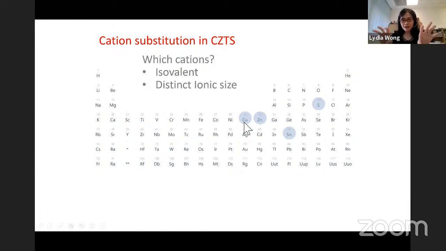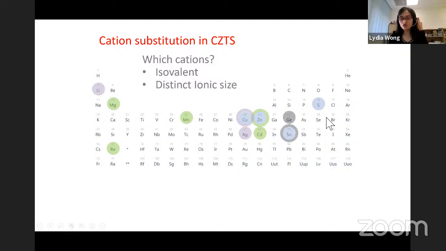We start with the main elements: copper, zinc, tin sulfide. We can replace copper with silver or lithium. We can replace zinc with cadmium, manganese, magnesium, barium. Tin we can replace with germanium. We can also dope this material with different elements.